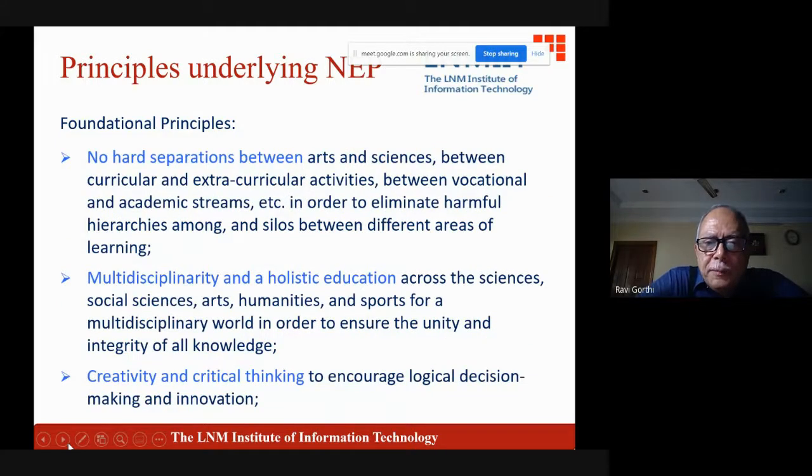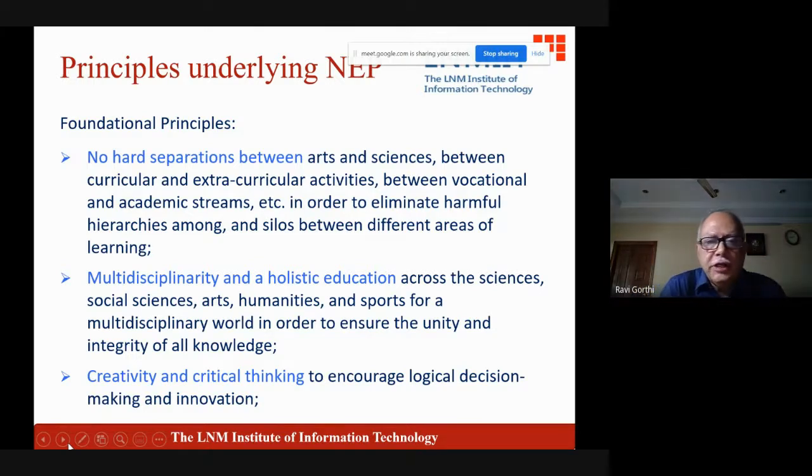No hard separation, continuing on the principles, between arts and sciences, between curricular and extracurricular. I would love a discussion and a debate where extracurricular is very optional in some institutions. Possibly LNM might too. Can we do better? We are very good, no doubt about it. Excellent leadership team is there, but we can definitely debate for improvements.